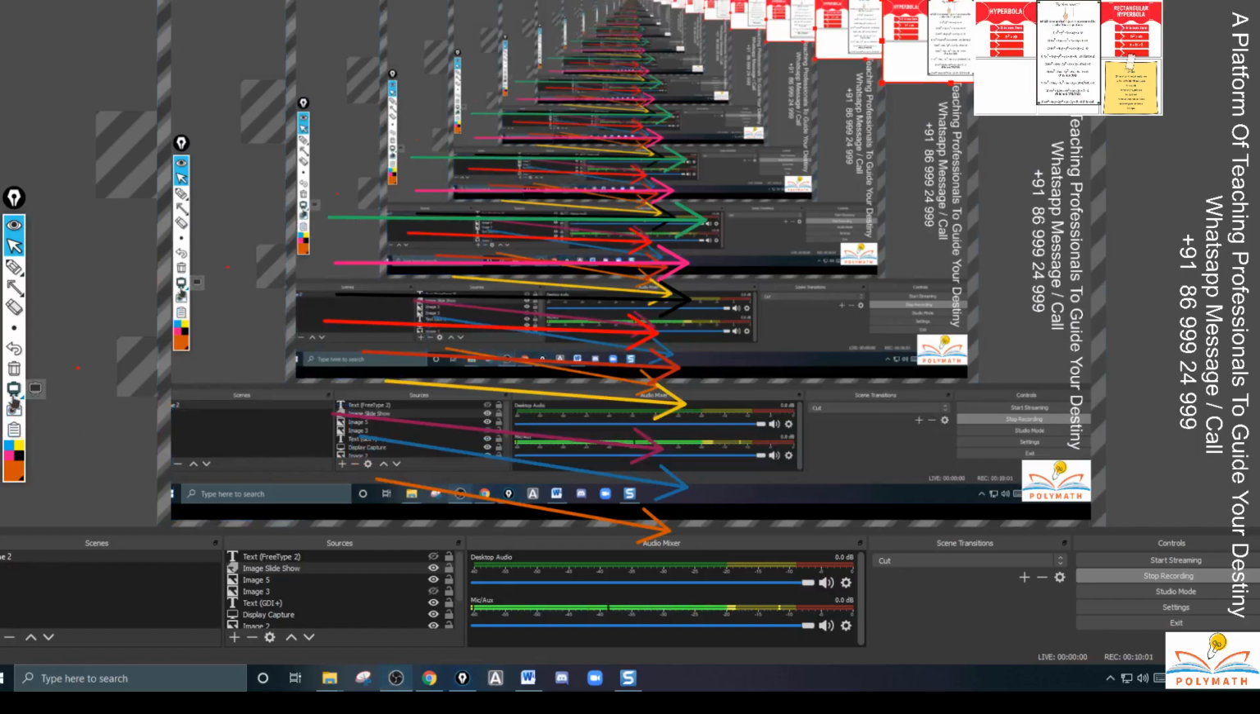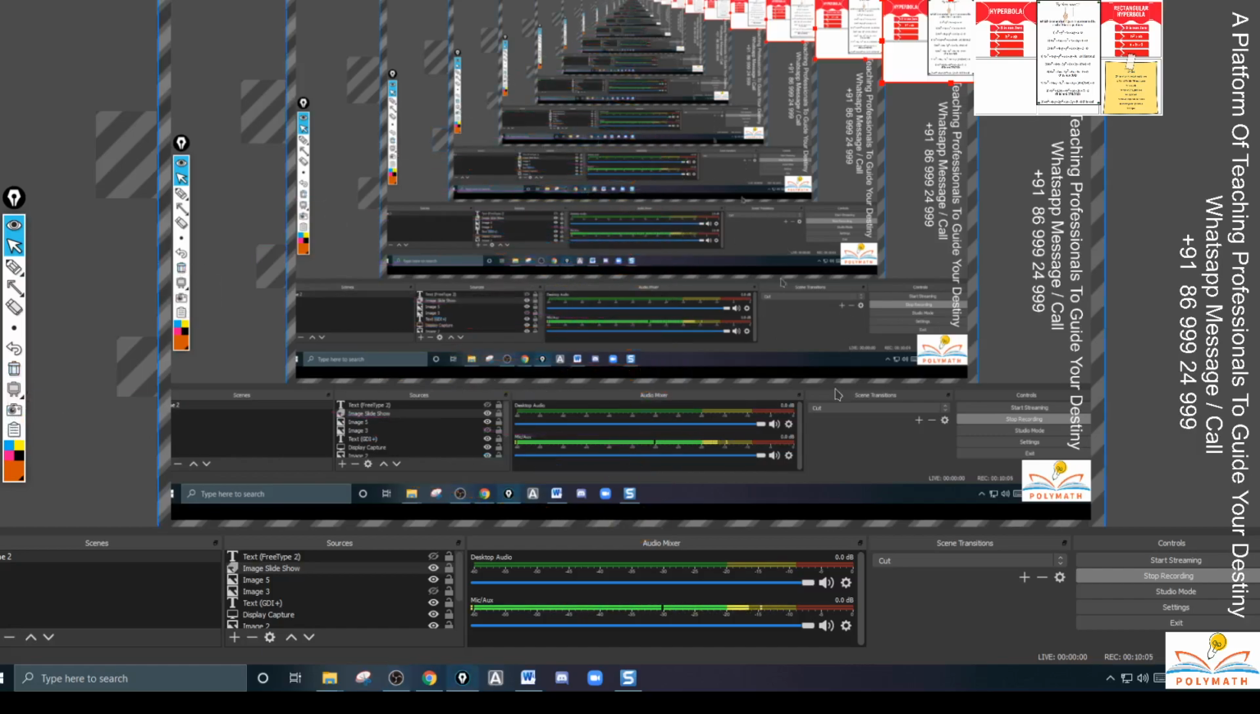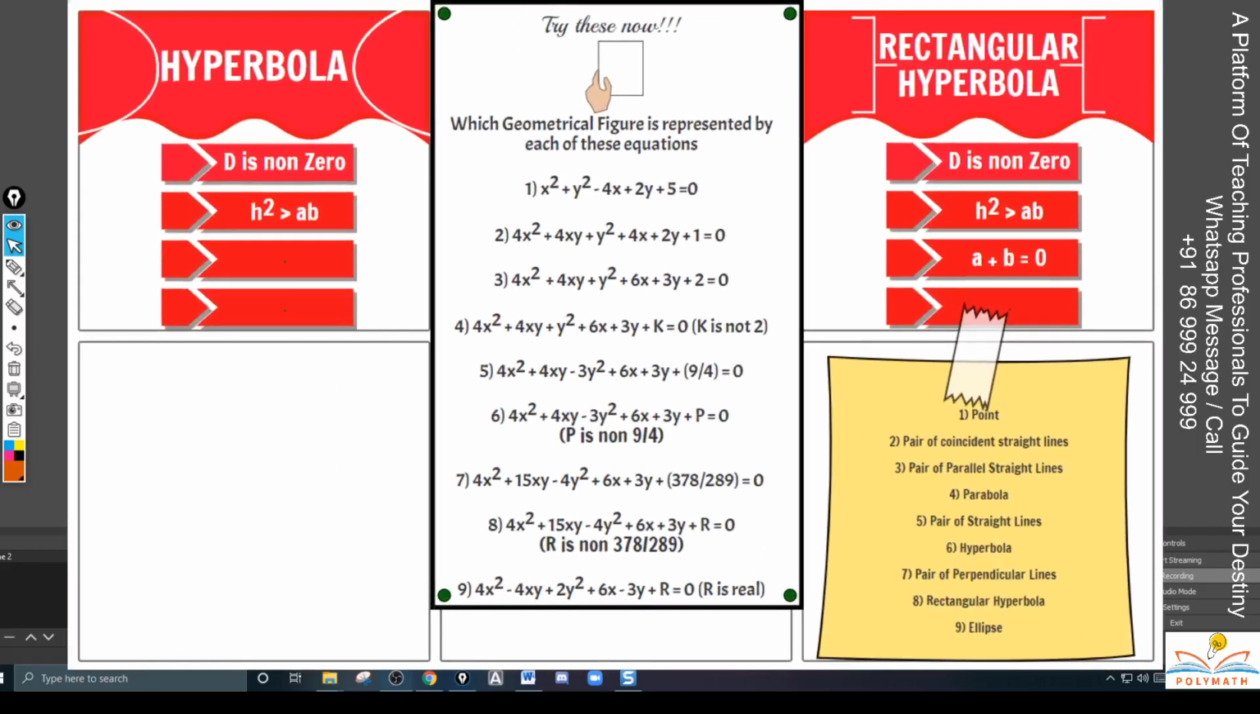So like this, every second degree non-homogeneous equation represents every geometrical figure in two-dimensional geometry under these conditions. This is what you have to understand.